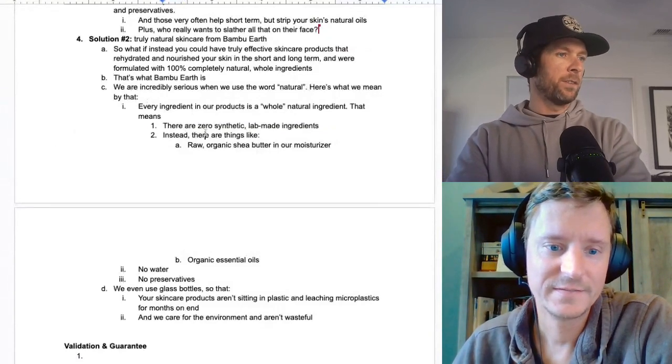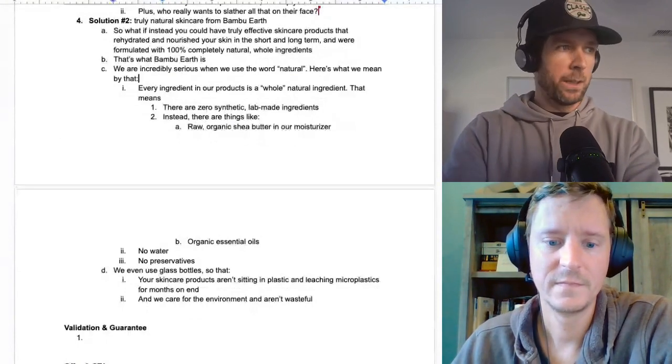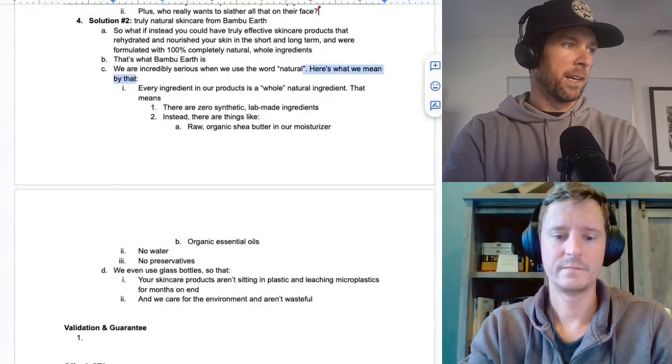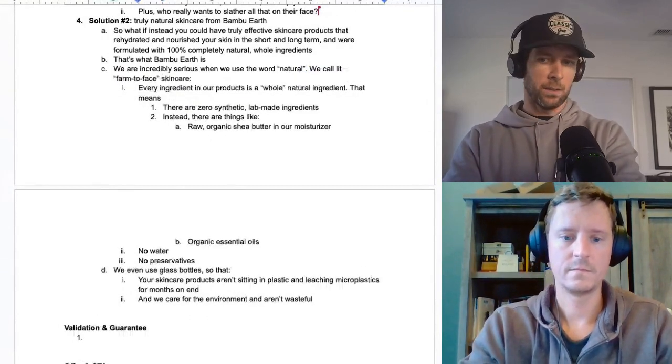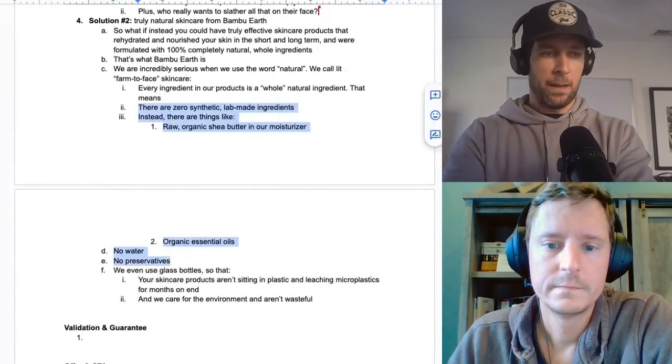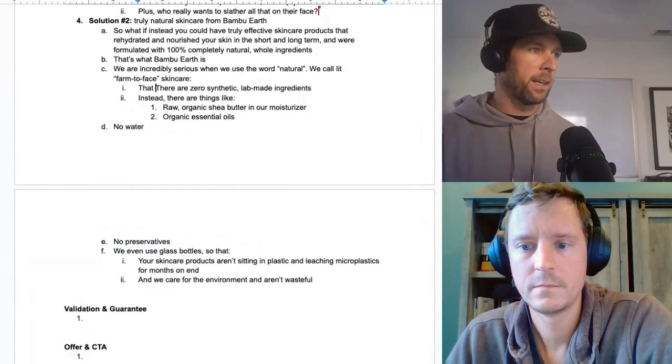So we're incredibly serious when we use the word natural. Let's say it like this. We call it farm to face skincare. There we go. So we can actually cut a little section here. That means there are zero. I actually think farm to face skincare is a good hook.